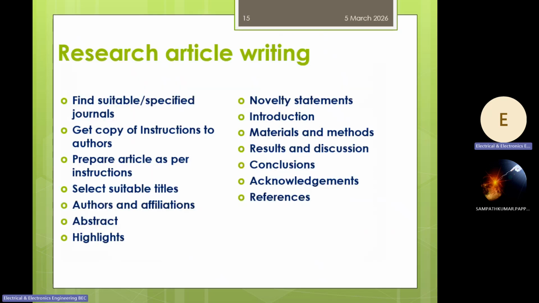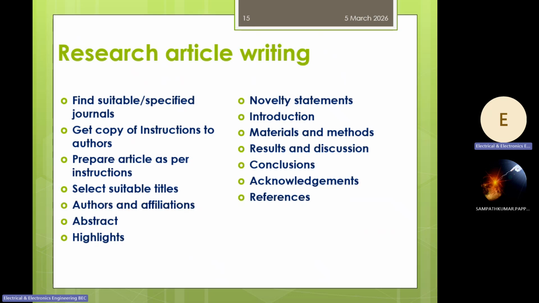For research article writing, you have to find suitable or specified journals, and you have to get the copy of instructions to the authors and prepare the article as per instructions, and you have to select the suitable filters and prepare novelty statements. What does novelty mean? A new thing that you are supposed to do in your project or a new thing you have gained from your research. That's what is called a novelty statement.